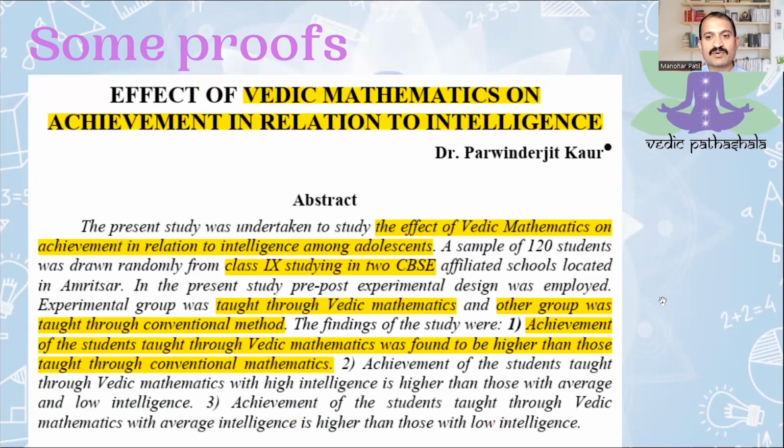Another proof is from a national paper, published in a National Journal: Effect of Vedic mathematics on achievement in relation to intelligence. Dr. Parvinderjit Kaur has published this paper. 2 groups were created. One group was exposed to regular, conventional math, and another group was taught by Vedic maths. They found that the achievement of the students taught through Vedic mathematics was higher than those taught through conventional mathematics.